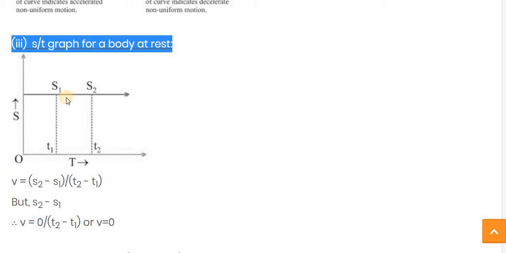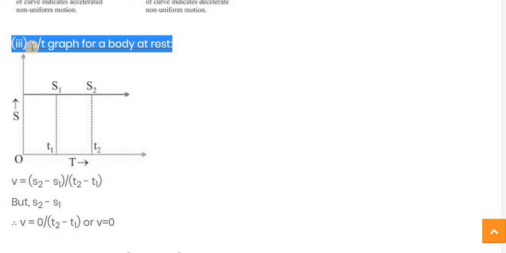So for the calculation of velocity, how can we calculate it from the graph? Simple, we can draw the perpendicular line from the x-axis from S1 to T1 and S2 to T2. So we get the velocity, V equal to S2 minus S1 divided by T2 minus T1. If we consider that, then S2 minus S1 is equal to 0. There is no distance traveled by the object. So 0 divided by T2 minus T1, so V is equal to 0, meaning the velocity also becomes 0.